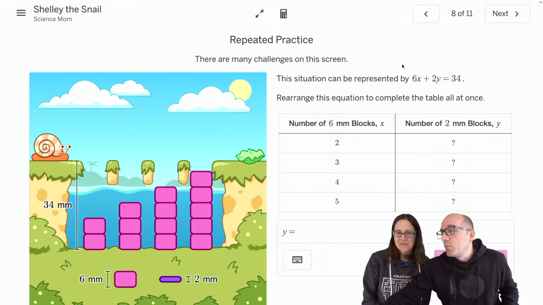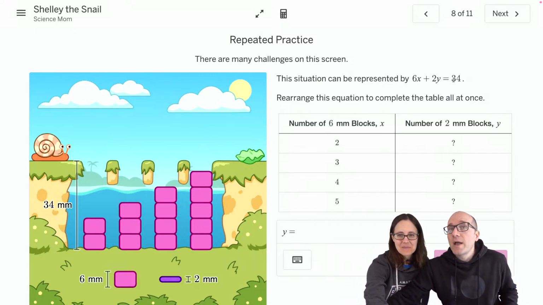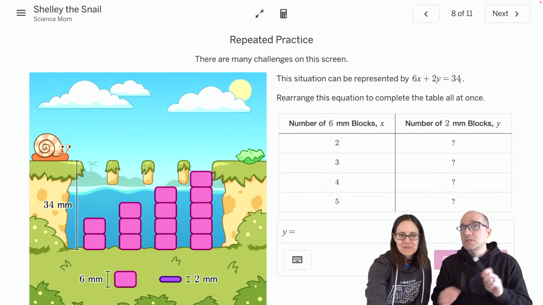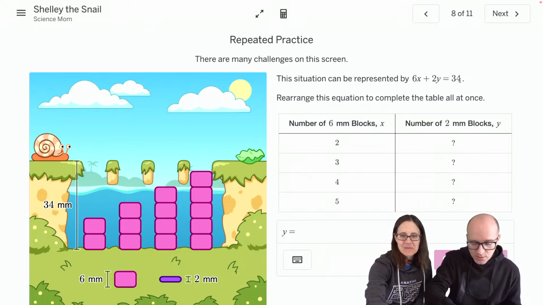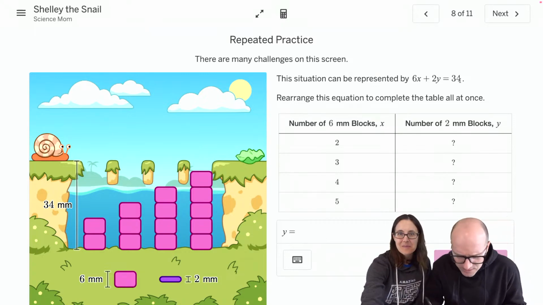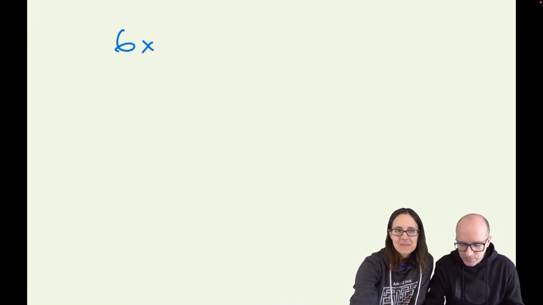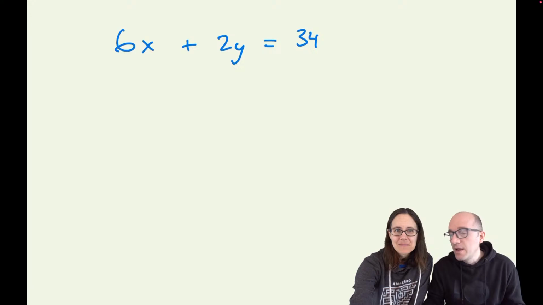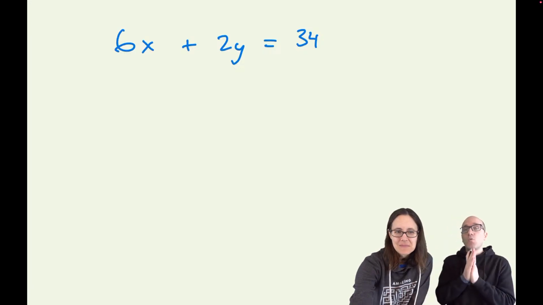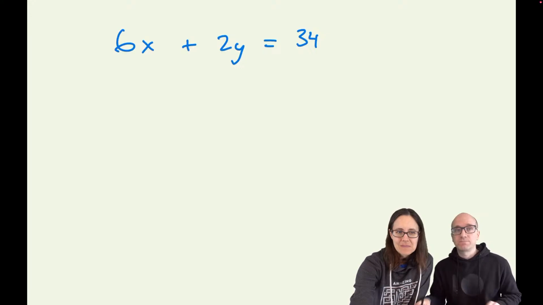We are told 6x plus 2y equals 34, and I want to solve this one in front of you, and I think this is the same problem everybody gets for the first one. So I'm going to write it down, and then we'll move over. So we had 6x plus 2y equals 34, and we need to solve for y. In the end, we need y equals something.